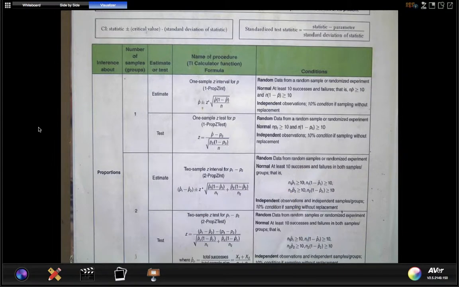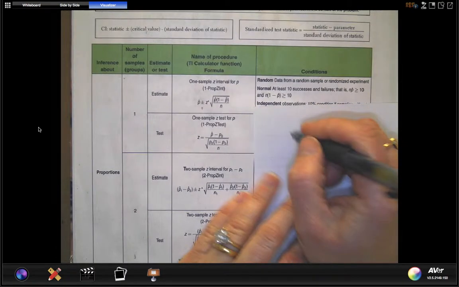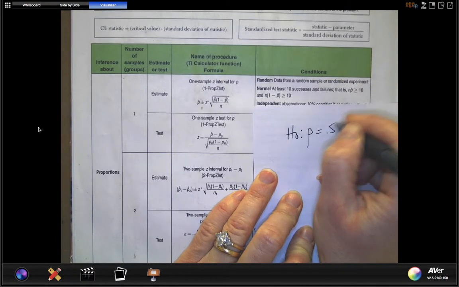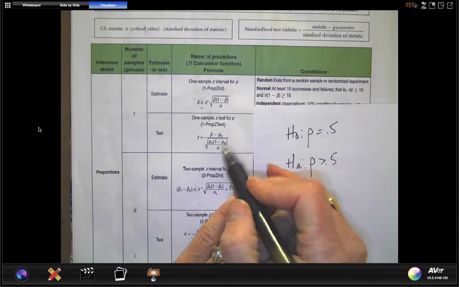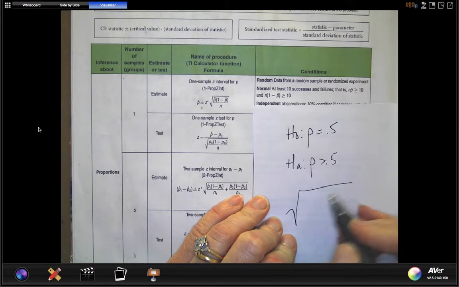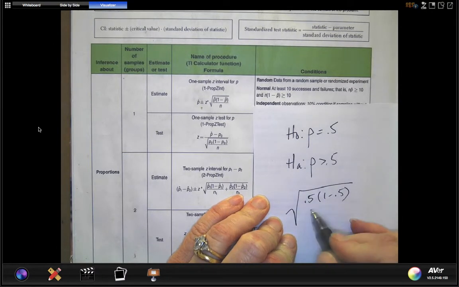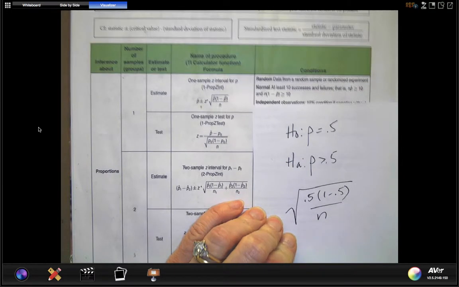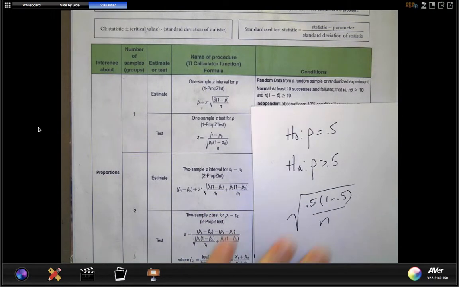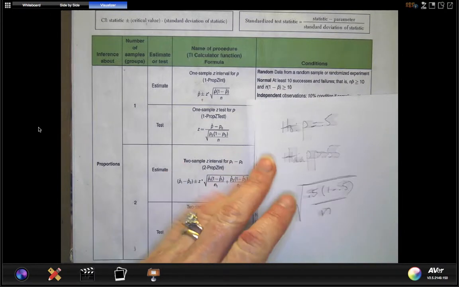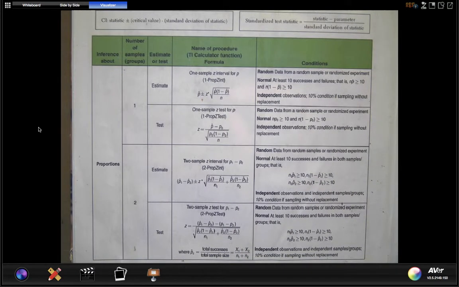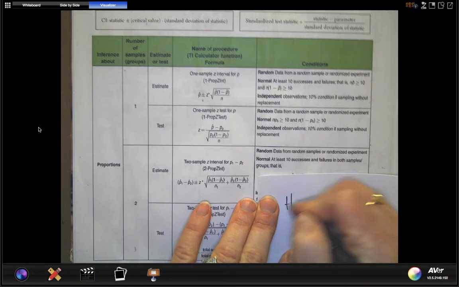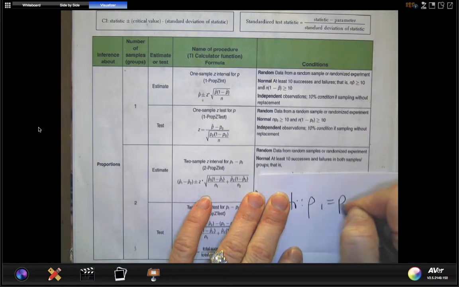Remember when we did our one sample test, we would say H naught: p is equal to 0.5, and H a: p is greater than 0.5. So when I found that denominator there, I was using that 0.5 in there. I wasn't using the p hat. So the problem here with our two sample procedures is that at the start we're not saying that we're equal to this one proportion. What we're saying in our null hypothesis is that the two proportions are equal to each other.